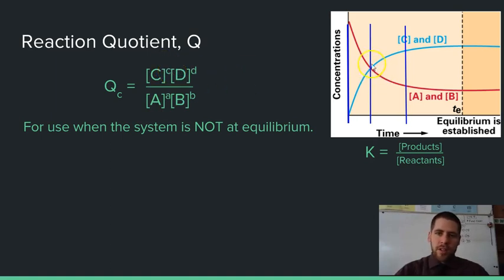What would Q be equal to at this point in time? Q would have to be equal, at this split second, our concentrations of our products and our reactants are equal, right? So it would have to be 1. Imagine sliding this blue line over. Your Q is getting closer and closer to K because your concentration of your products at this point is very close to the concentration of the products at equilibrium.